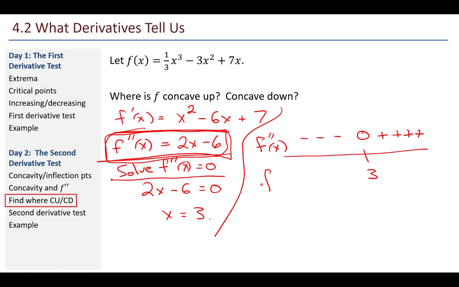So my original function f is going to be concave down before 3 and then concave up to the right of 3. And then, for what it's worth, there is an inflection point at the point 3, f of 3, whatever f of 3 turns out to be.